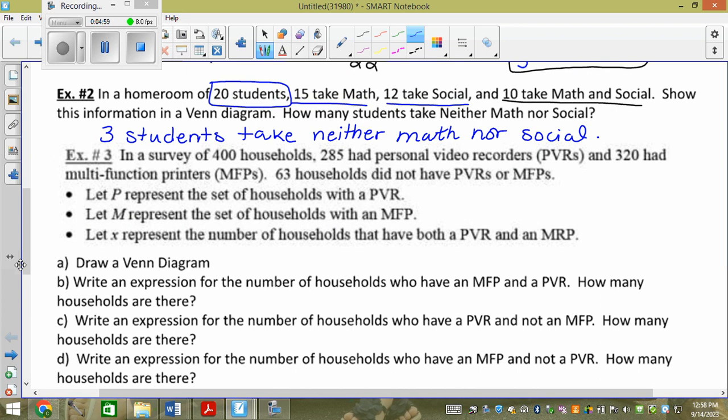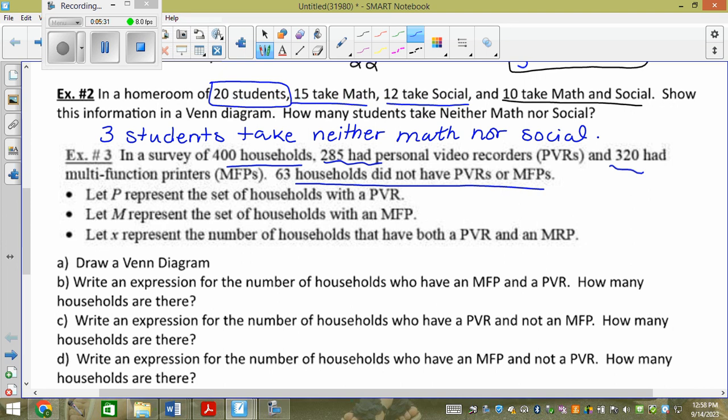Here it says in a survey of 400 households, so this is the total, 285 had a PDR, 320 had an MFP, and 63 didn't have either. So I gave you both singles and the neither. So you need to know this, that when I give you both singles and the neither, you can add those up and subtract it from the total and you'll get the and. You can either do it that way, or like I did the other day, you can do 400 minus 63 and then take the other two, add it up, and see how much is left there.